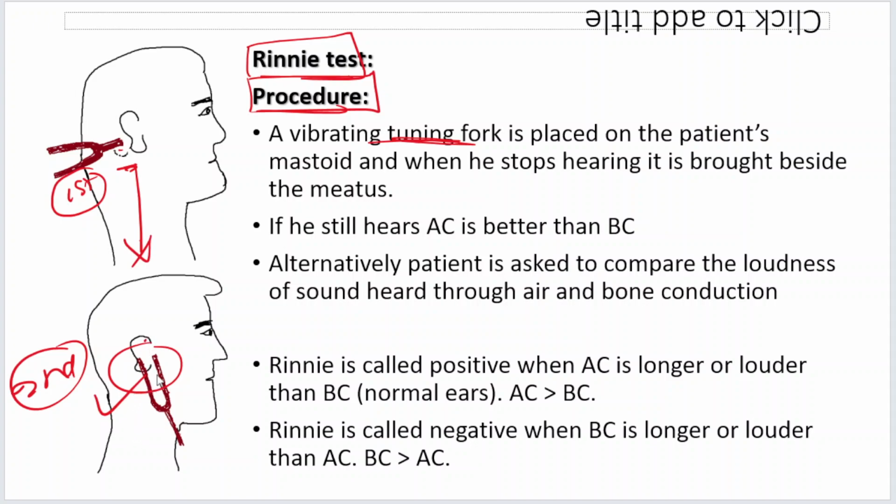When you place it on the pinna, if he says I can still hear it, which means that air conduction is longer. Okay. So air conduction is better than bone conduction, which comes to Rinne's positive.